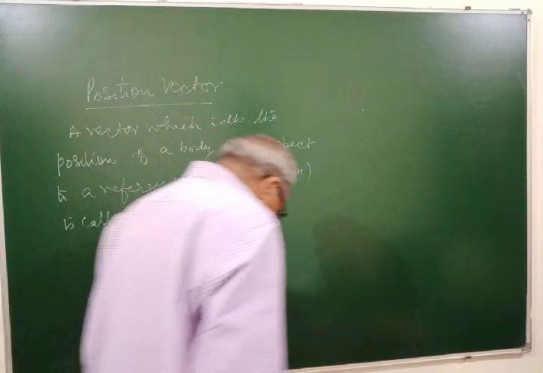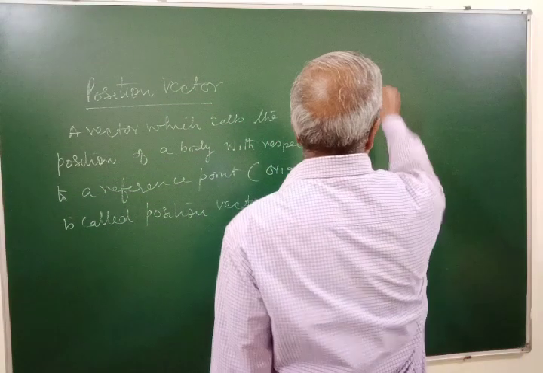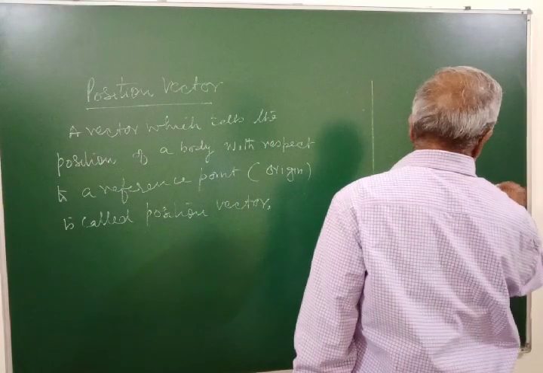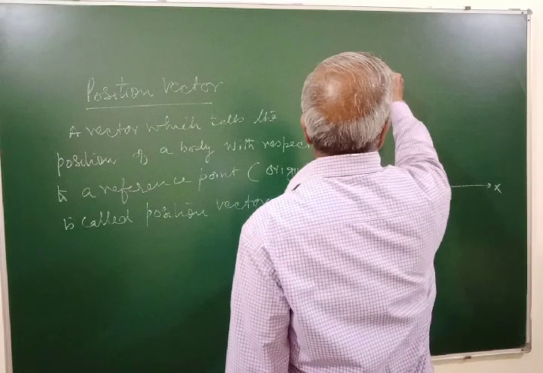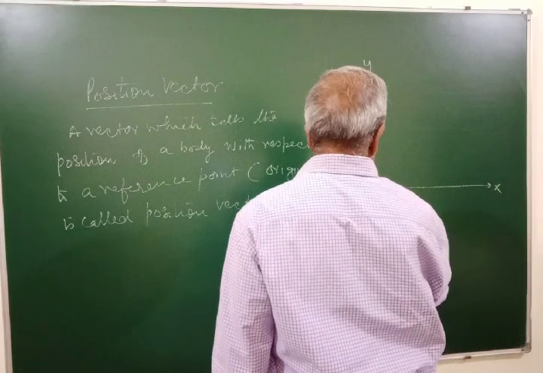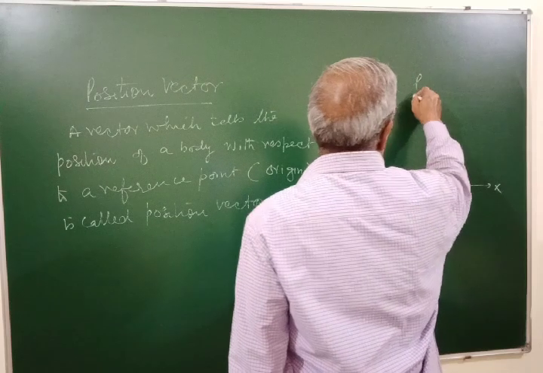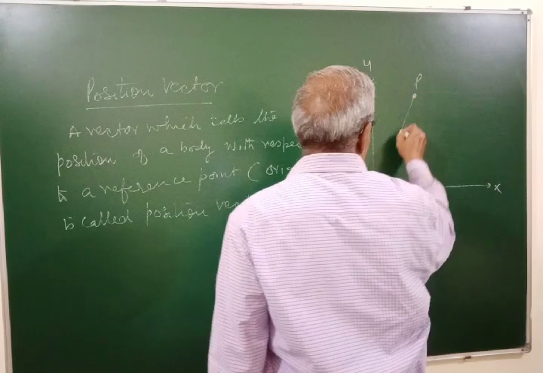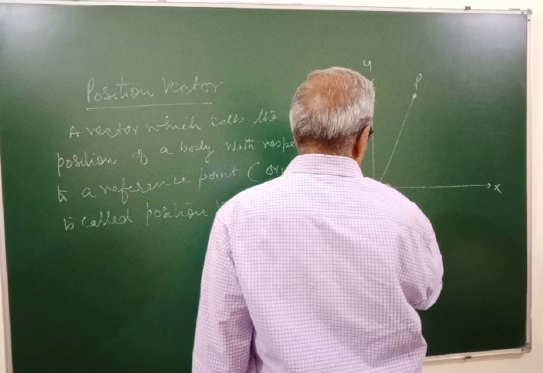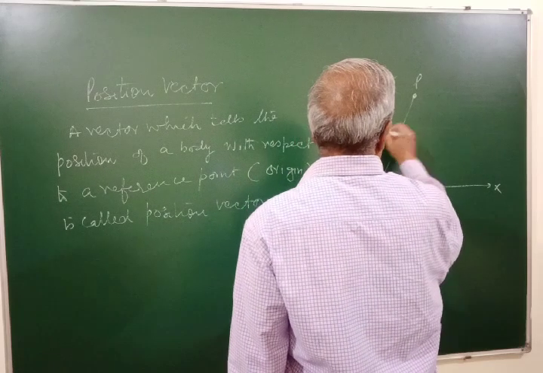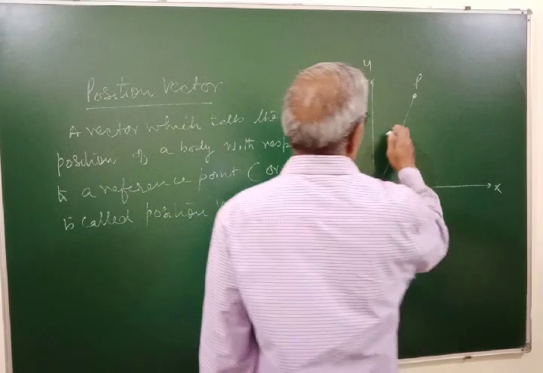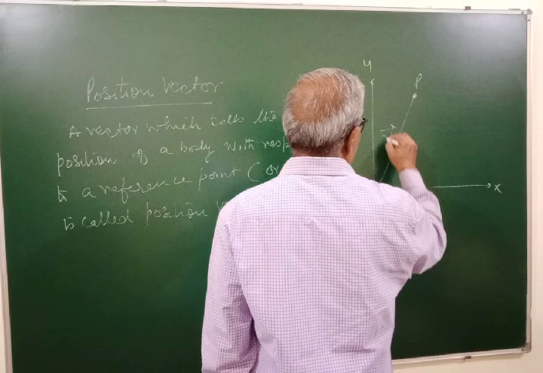Now you can see here in the figure, XY coordinates are there, and this is the origin here. And a body at point P here. So this vector, suppose it is vector R. So here vector R is the position vector.